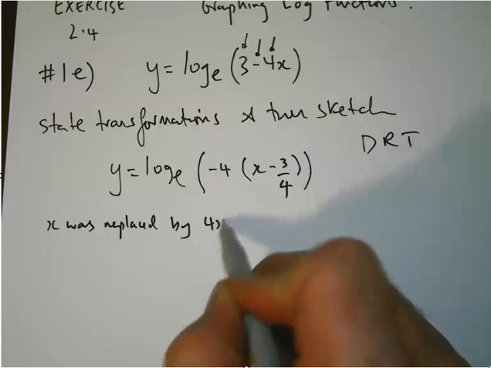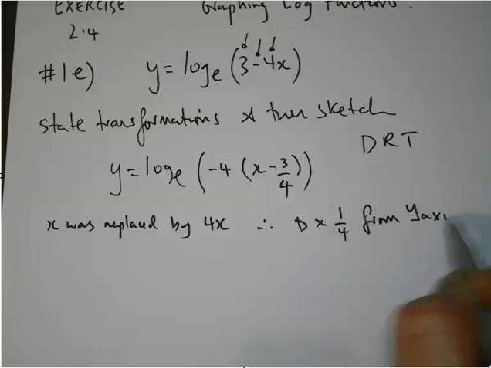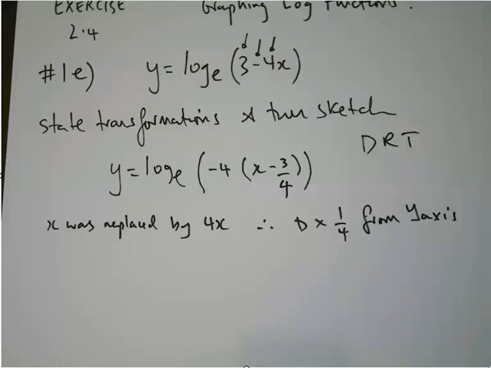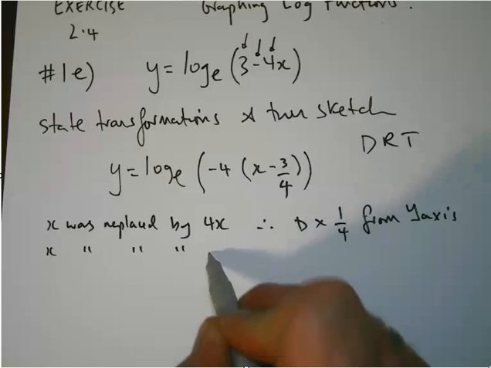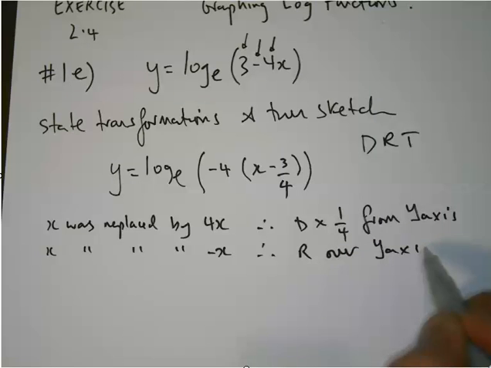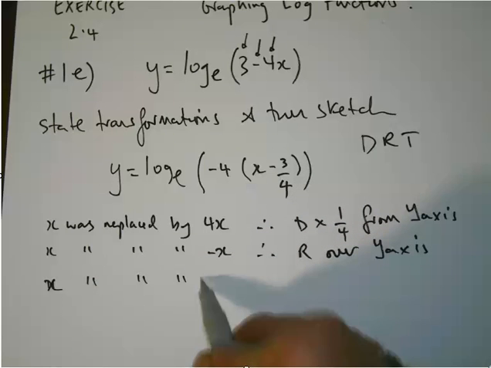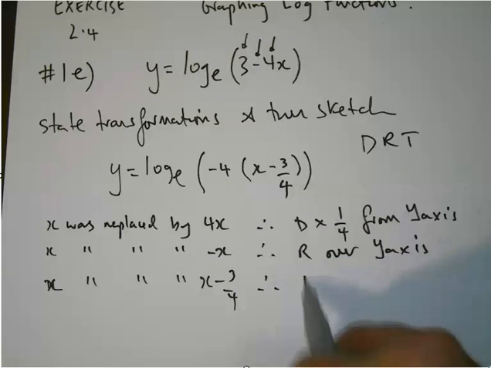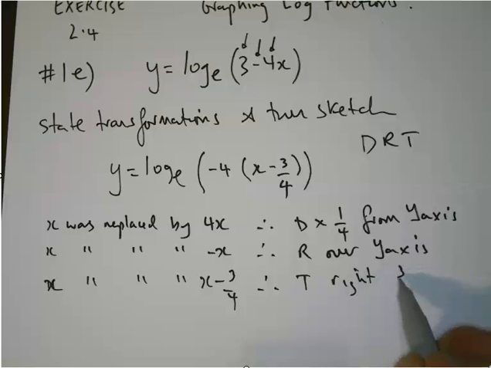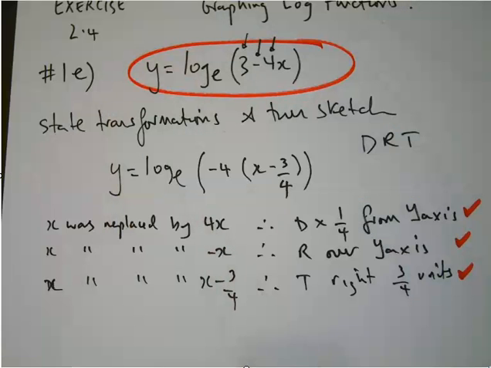by 4x, therefore it's a dilation by 1/4 from the y-axis. That's the dilation that occurred. x was replaced by minus x, therefore that's a reflection over the y-axis. And x was replaced by x minus 3 on 4, therefore that's a translation to the right 3 on 4 units. So I've got 3 transformations that have been employed to generate this particular logarithm.